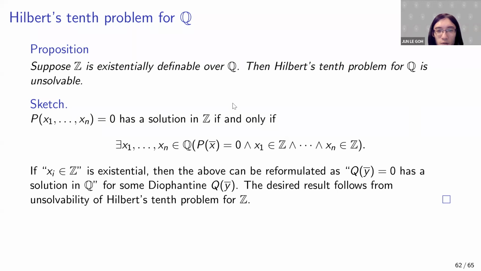So now if we have this, and using the assumption that Z is existentially definable over Q, which means that we can replace each of these by some existential formula. Okay, and so we have a bunch of these existential formulas. And then we can move the existential quantifiers to the front. That's going to give us a condition which looks like this. There's some polynomial Q, obtained by rearranging these formulas, such that Q has a solution in the rational numbers.